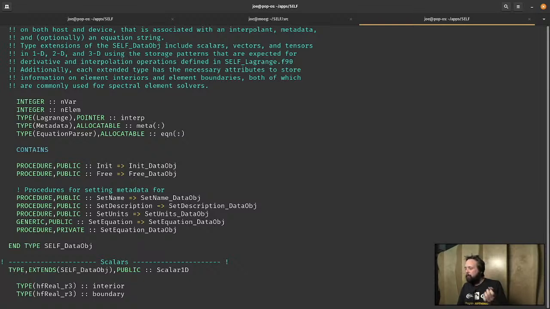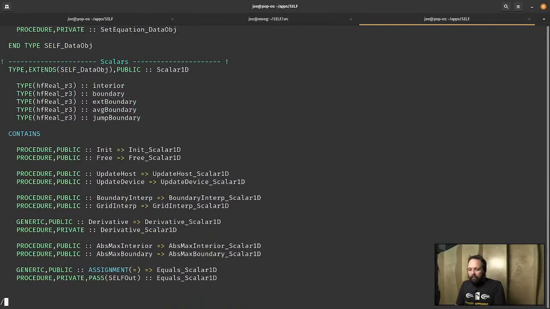They've got metadata, which helps with file I/O. It's still something I'm working on integrating into the HDF5 output, but you can set the name of the variable, a description, units, things like that. And then you can have an equation associated with it. Like, if you've seen the FEQ parse stuff I've done, you can essentially provide a string that has an equation. The equation parser will actually parse that and use a reverse Polish calculator to evaluate that on the fly. So it's kind of neat.